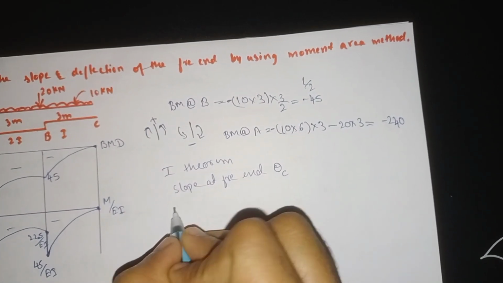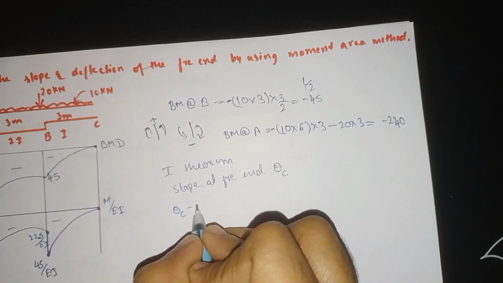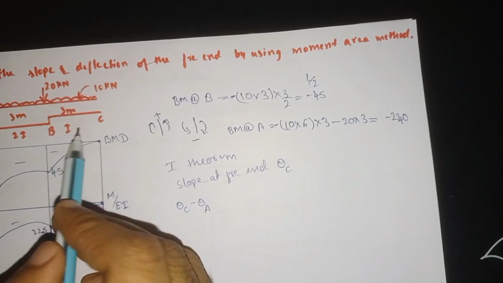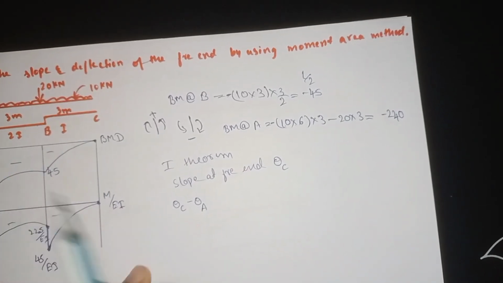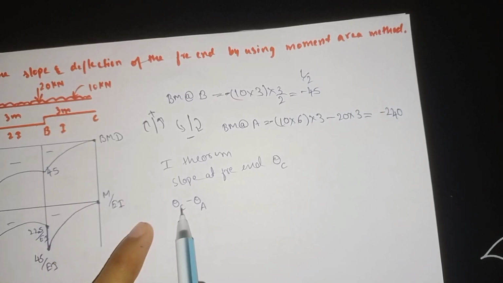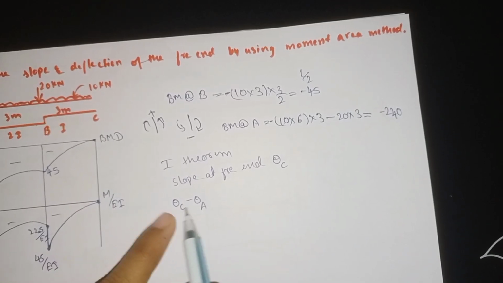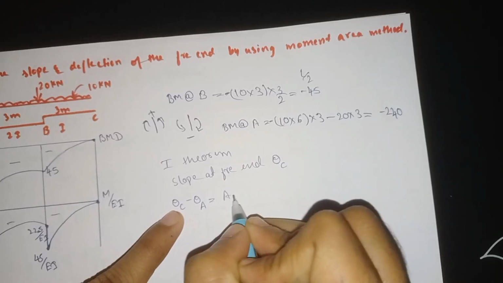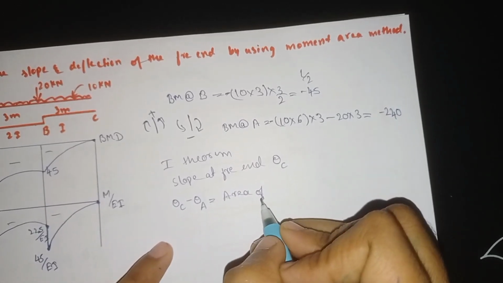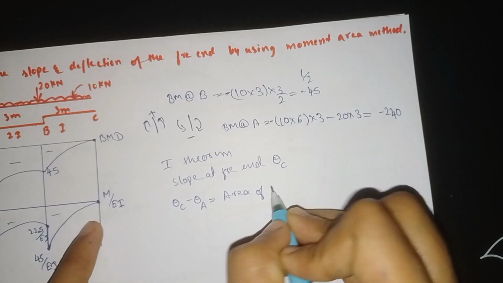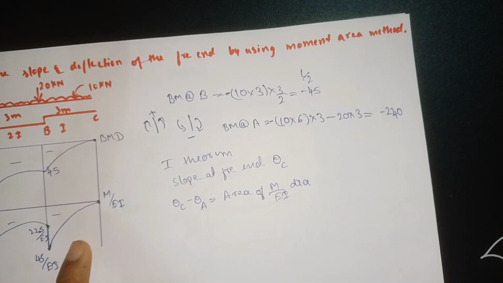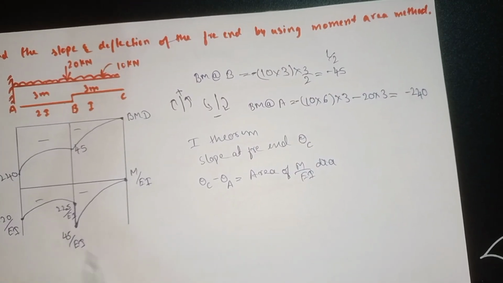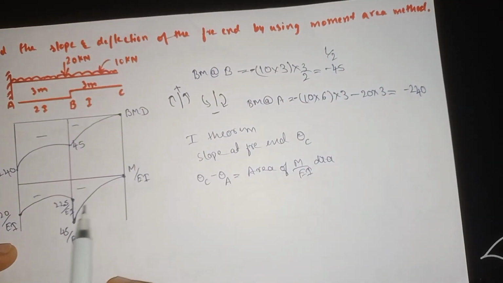For that we have the formula theta C minus theta A. We need to go from this side to this. Now we want to find the slope at section C, so we need to go from right side to left side. Here on the right side we have the point C. That's why theta C minus theta A is equal to the area of the M divided by EI diagram. And see here, we need to find the area of these sections.